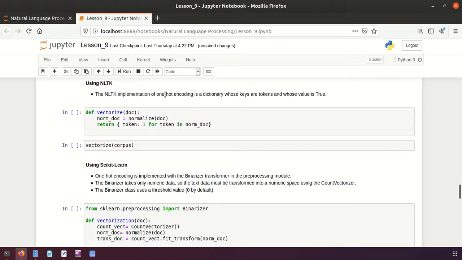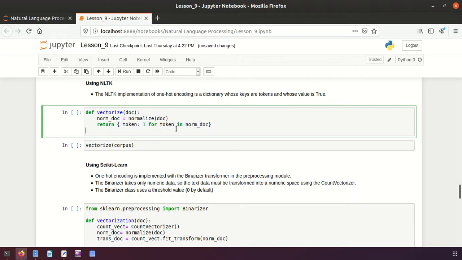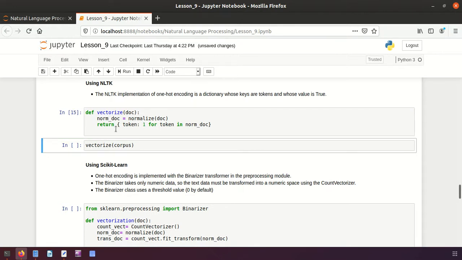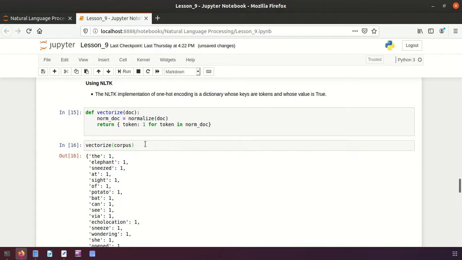So using NLTK, what do we have to do? The NLTK implementation of one hot encoding is a dictionary whose keys are tokens and values are true and false. Here I will be creating a function that returns a dictionary, right? The keys are the tokens, the values are 0 or 1, but I am returning only 1 because zeros we don't need. The function returns only 1 if the word is there. You see, the words that are there are returned as 1.